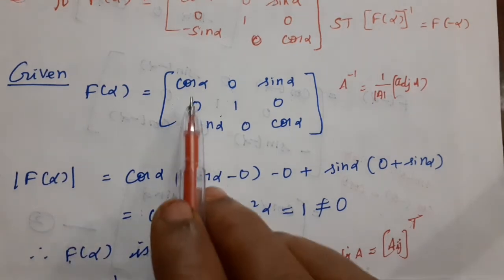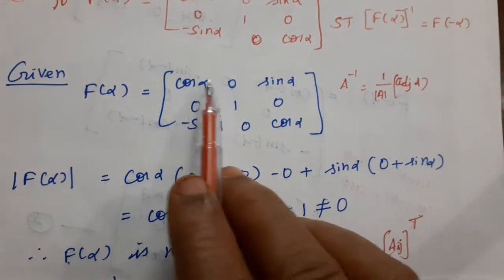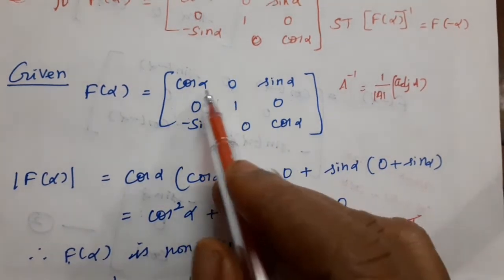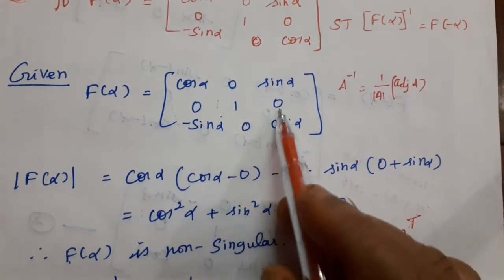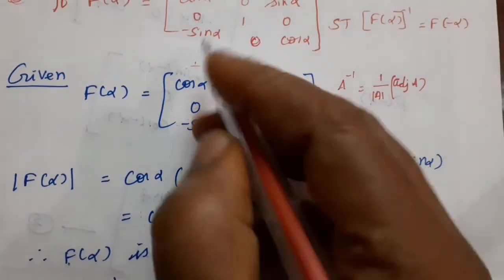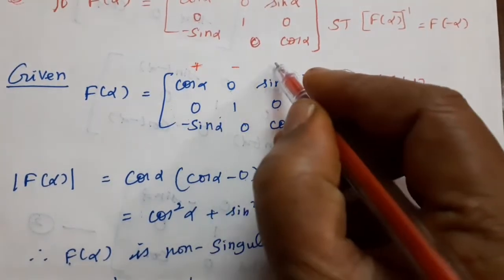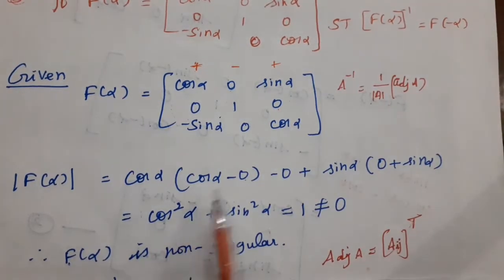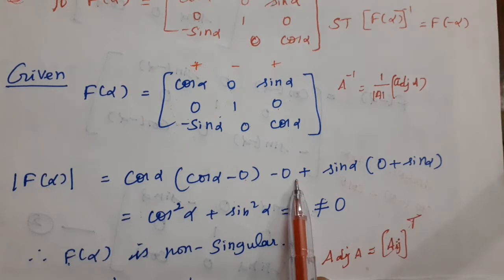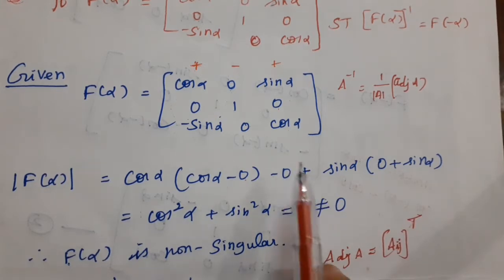So how to find the determinant? Cos alpha into, leaving the first row and first column, 1 into cos alpha minus 0 into 0, cos alpha minus 0. See, first is plus sign, then minus, then plus. Again minus 0 into the remaining row and column. We get the result also 0. 0 multiplied by any number is 0, so we leave it.